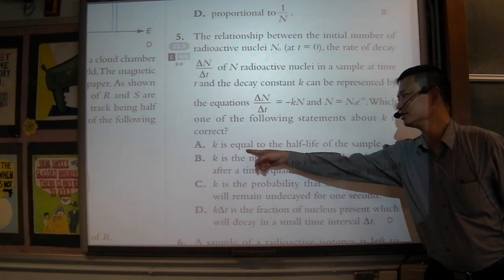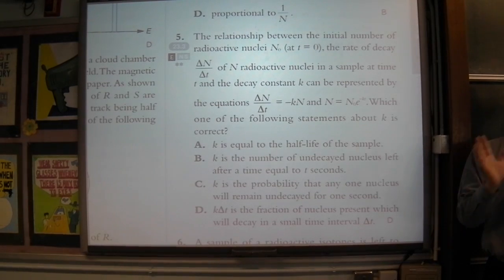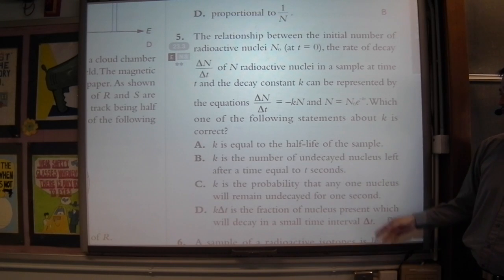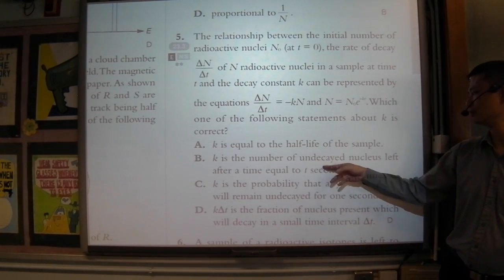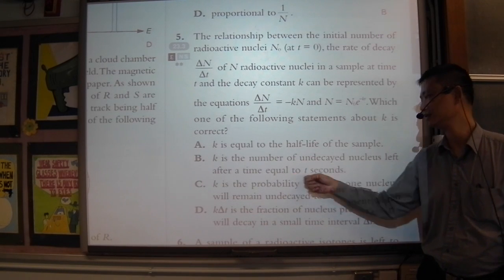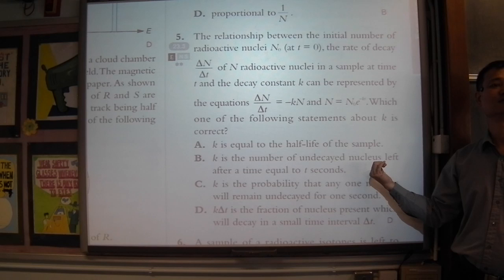A, k is equal to the half-life of the sample. Wrong. K is the decay constant. Half-life is half-life. They are different things. Although related, they are different. So A is wrong. B, k is the number of undecayed nuclei left after a time t. So this one is also wrong.